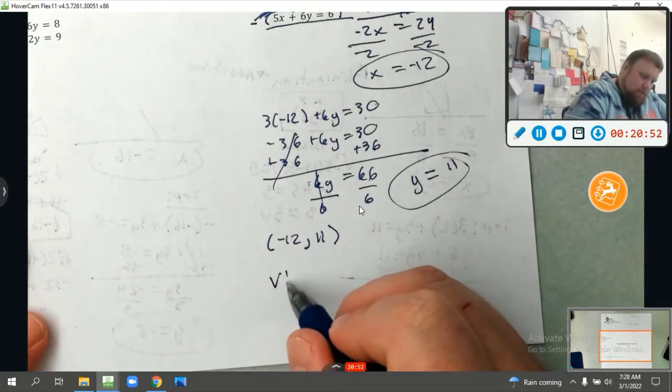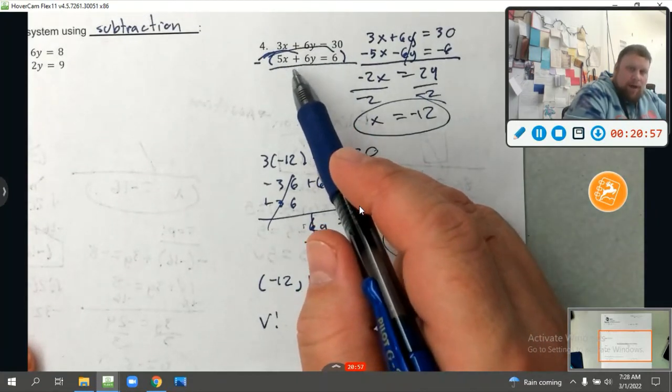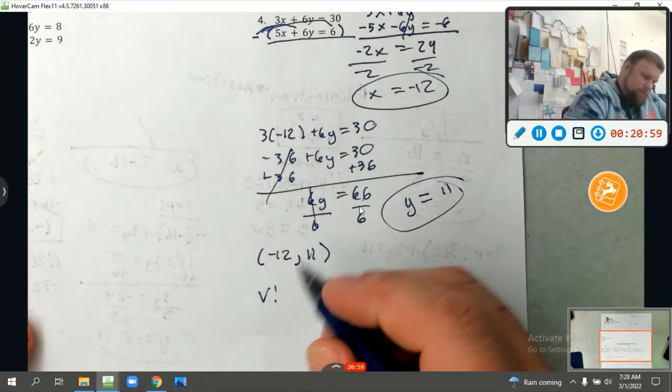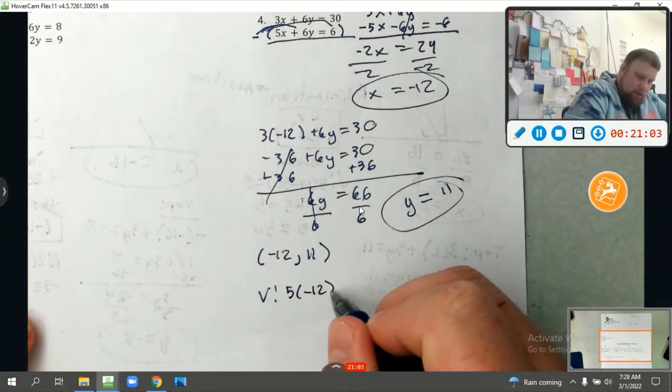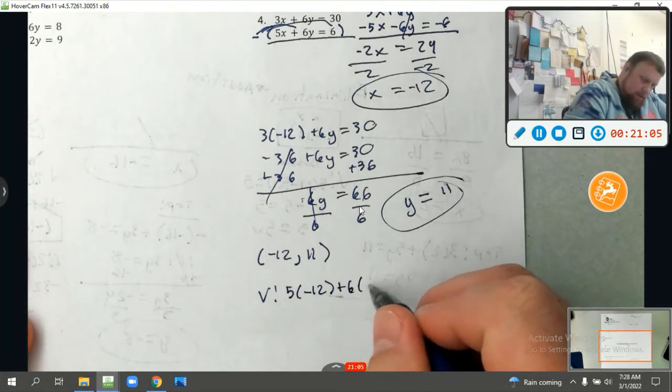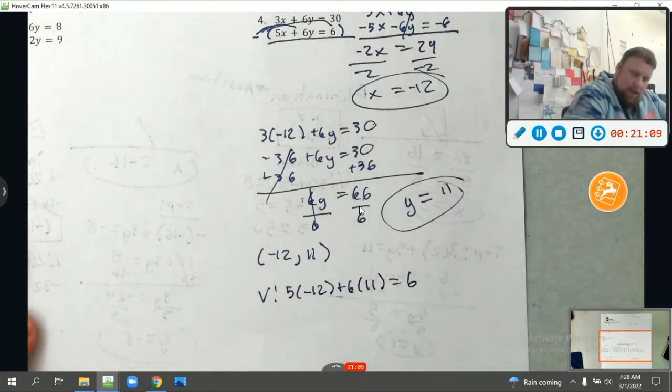Check that in the bottom equation, right? Which is, now I'm going to go back to the original equation, 5x plus 6y equals 6. So I'm going to have 5 times my x of negative 12 plus 6 times my y of 11 should equal 6. And let's see what happens.